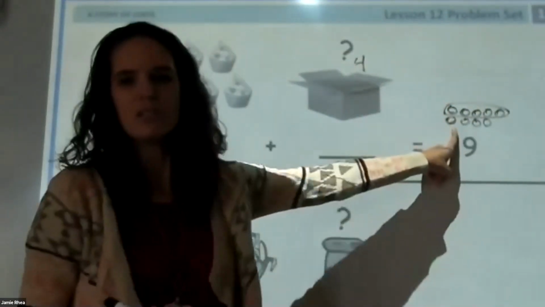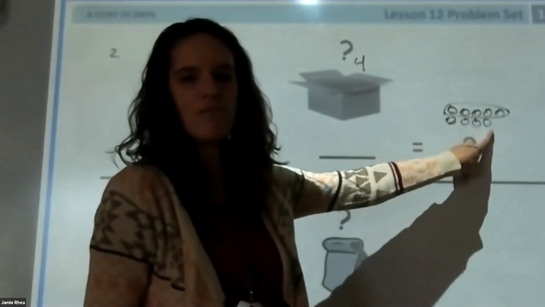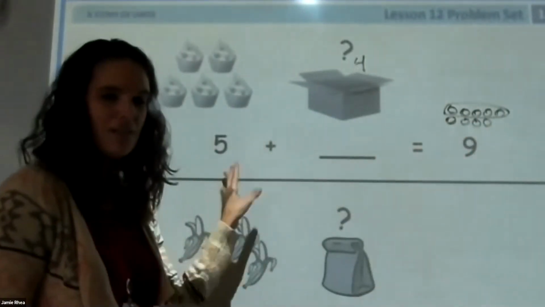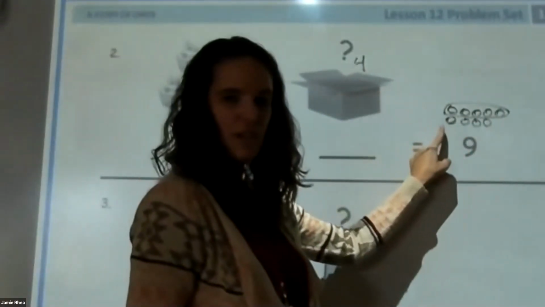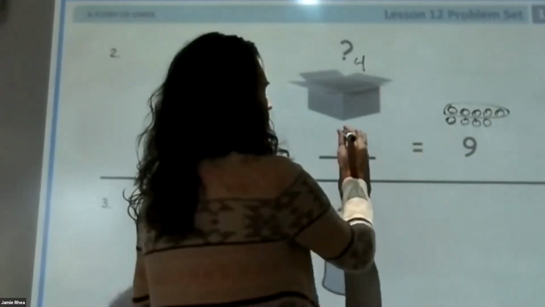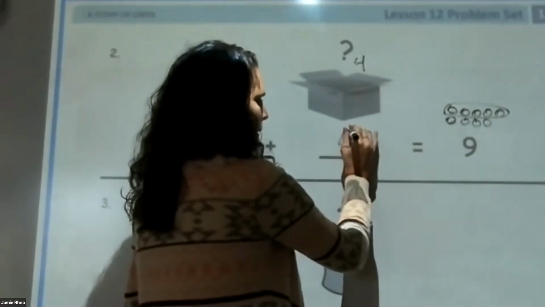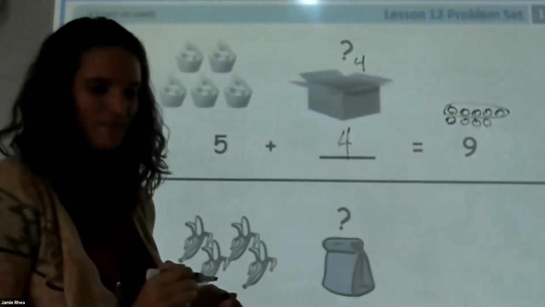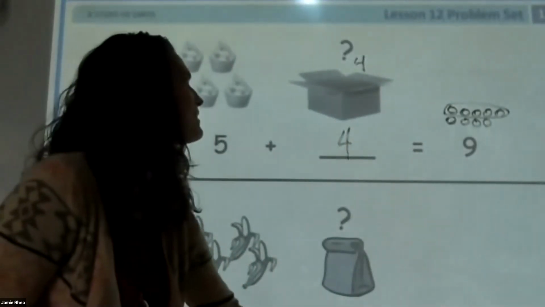How many did I not circle? 1, 2, 3, 4. So if I counted on, I got 4. If I circled 5, I was left with 4. So now we know that Miss Jones brought me 4 more cupcakes. I love cupcakes.